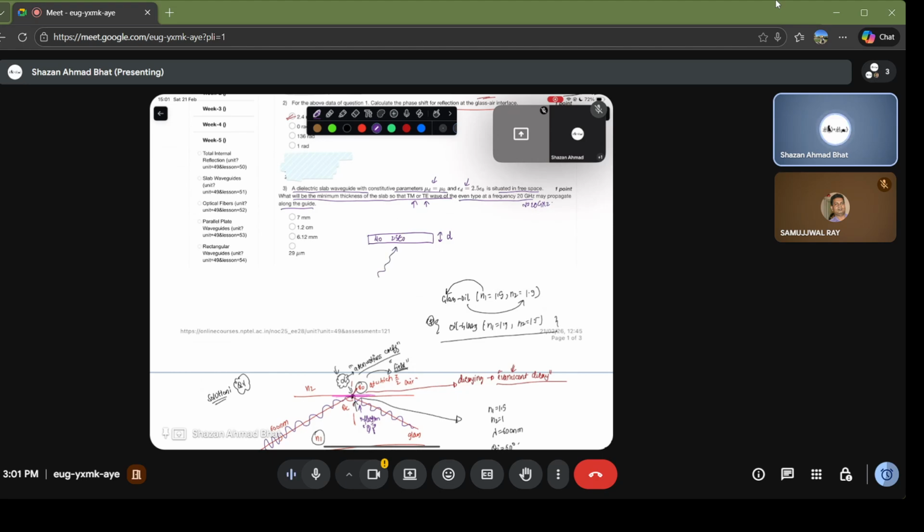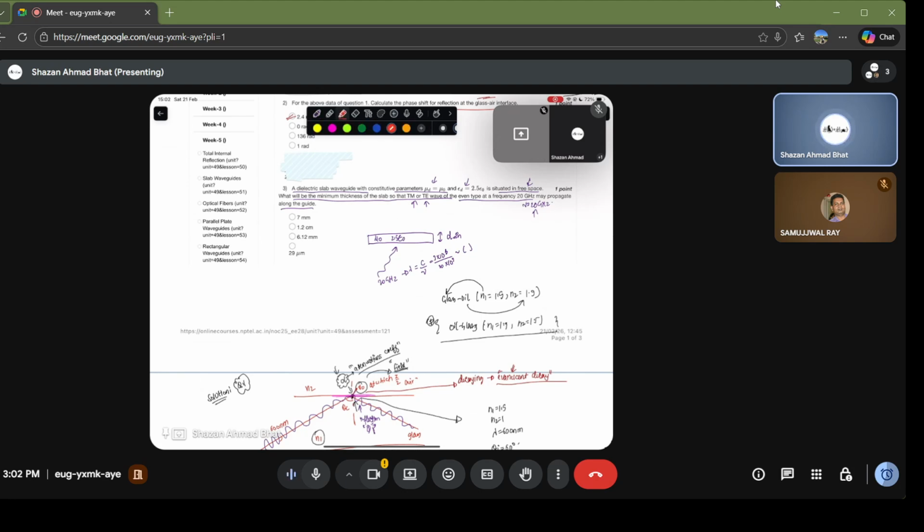So we need to find the minimum thickness for this frequency of 20 gigahertz, so what will be the wavelength? It will be the speed of light divided by the frequency because it's in free space, so it'll be 3 times 10 to the power 8 divided by 20 times 10 to the power 9. Accordingly, you get the wavelength value. We need to find the minimum thickness so that it can support the wavelength.